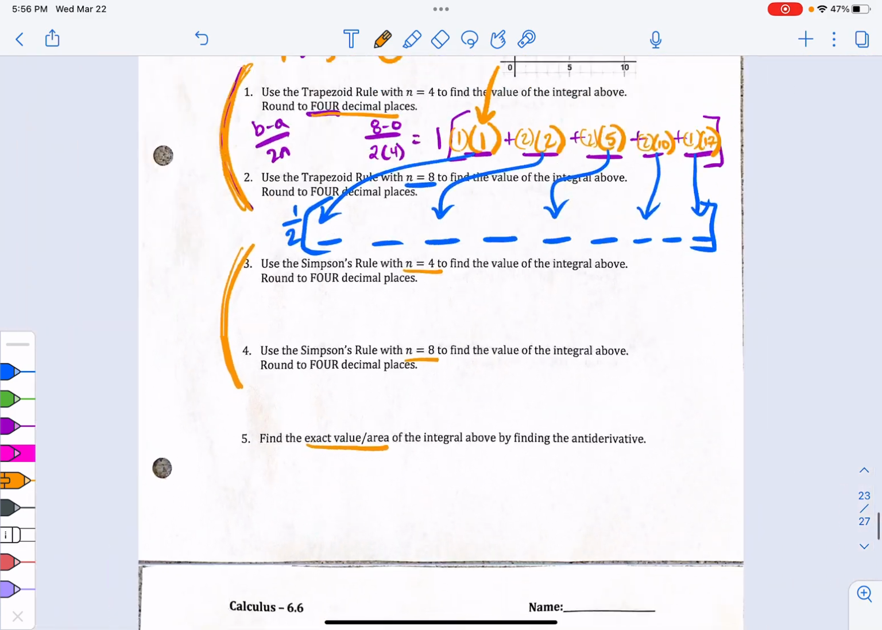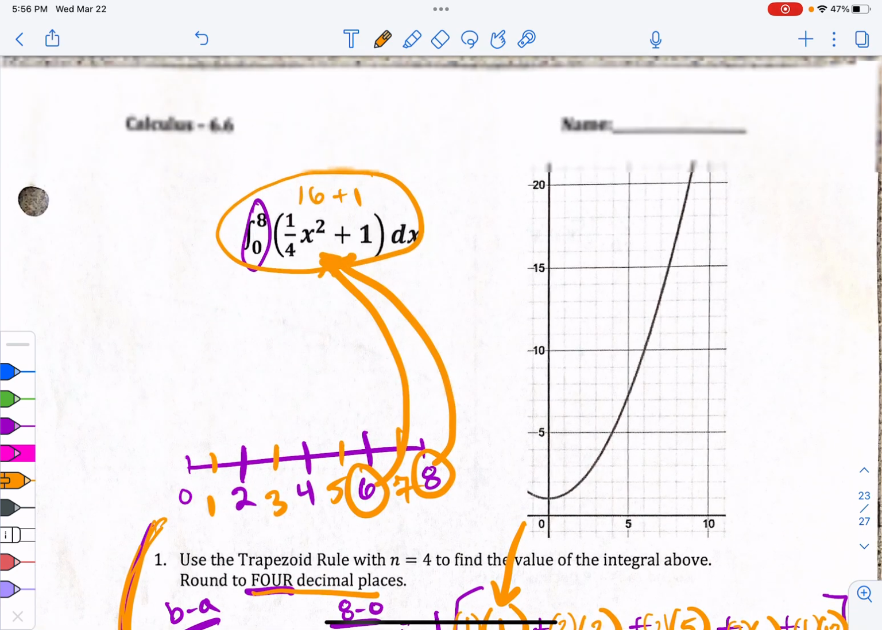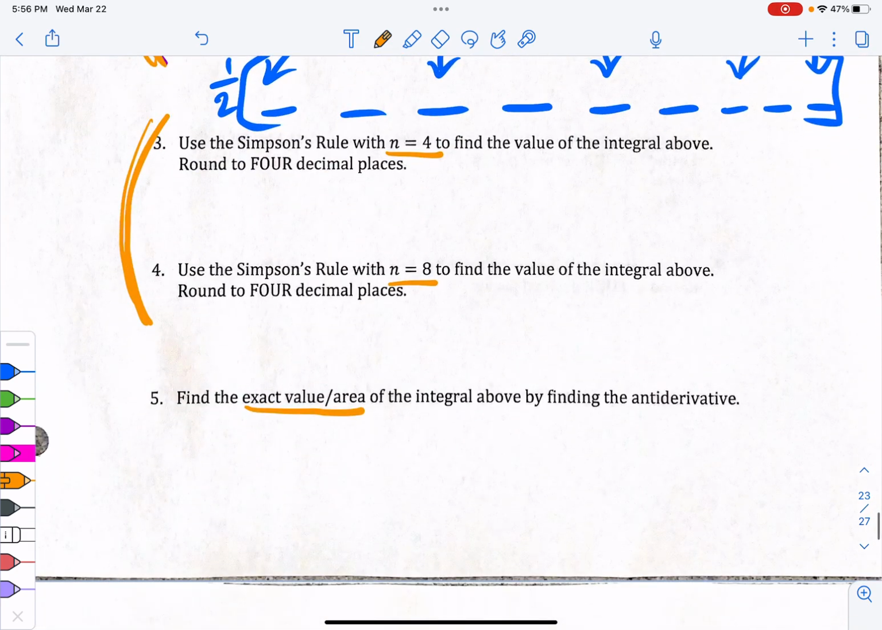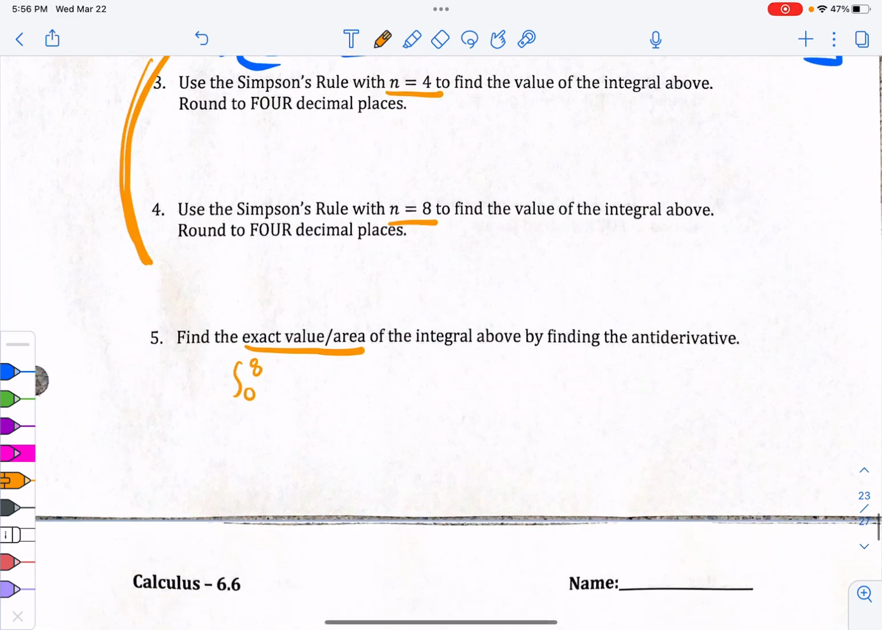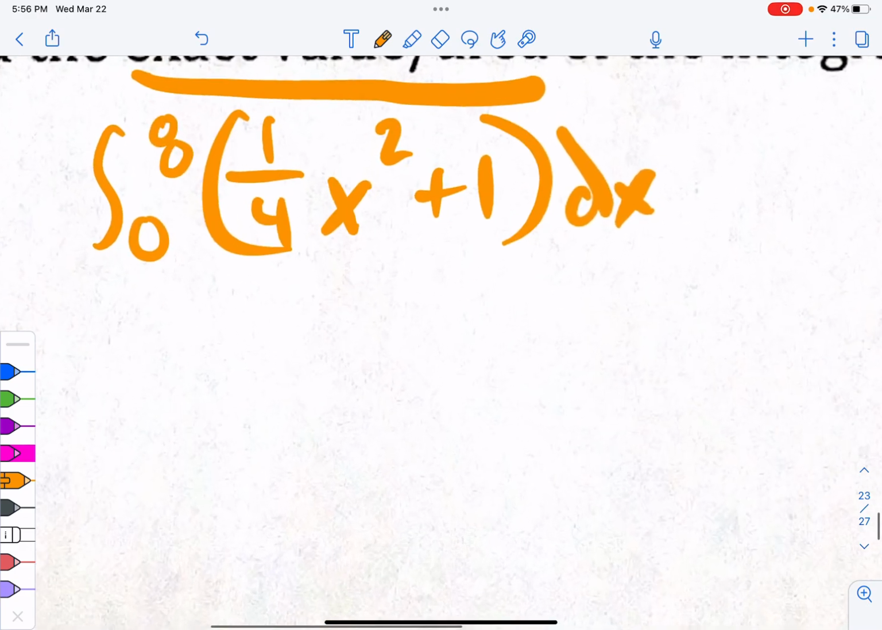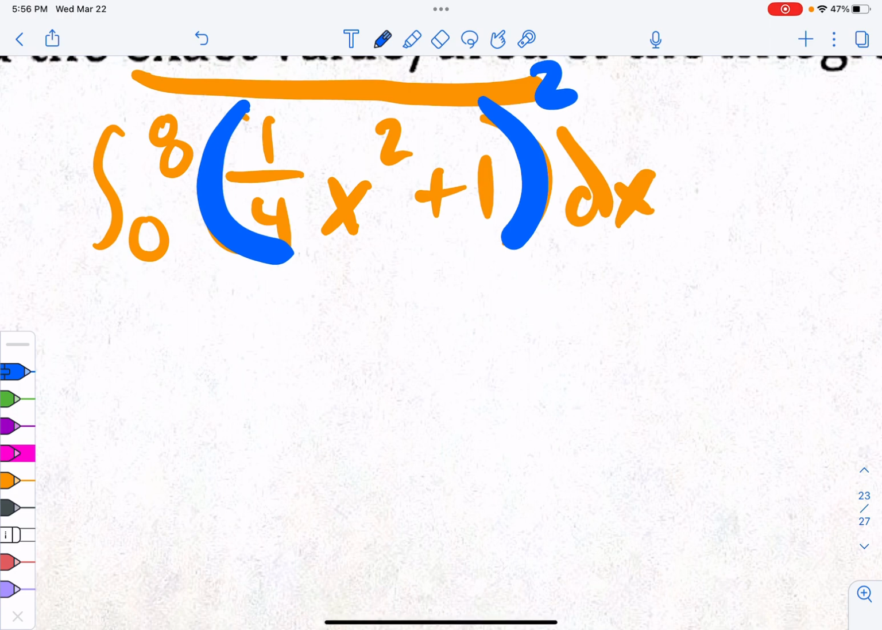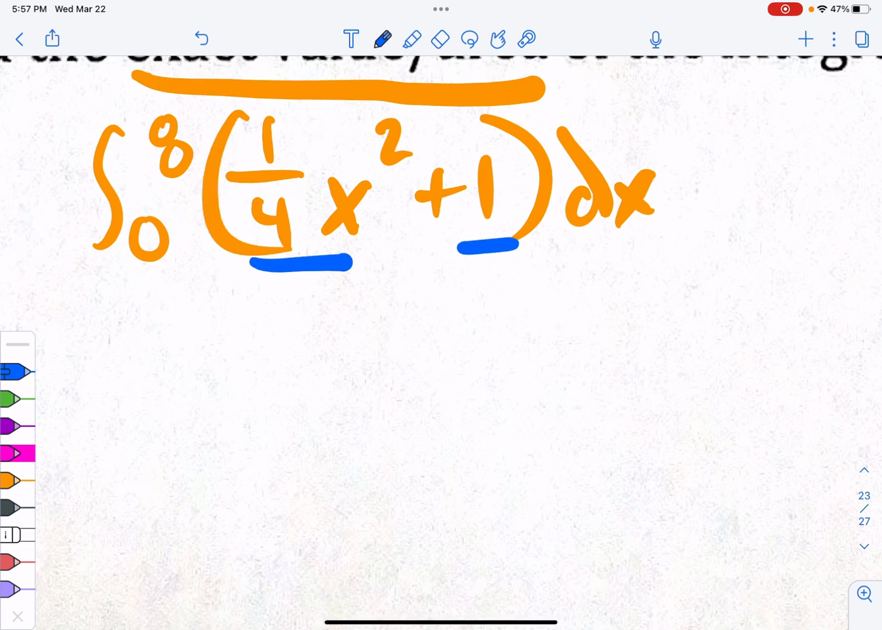Let me get that set up for you here, and we'll do maybe part of number 5 together just to refresh our brains. So we're going from 0 to 8 of, I'm just rewriting this, 1/4 x squared plus 1, and then dx. Okay, we do not have to use substitution for this one. The reason I know that is that substitution is usually for composite functions. If this were this chunk squared, I would have to use substitution, right? It's like when you have a chain rule type of thing, okay? But this one is just two pieces that I can find the antiderivative of, okay?